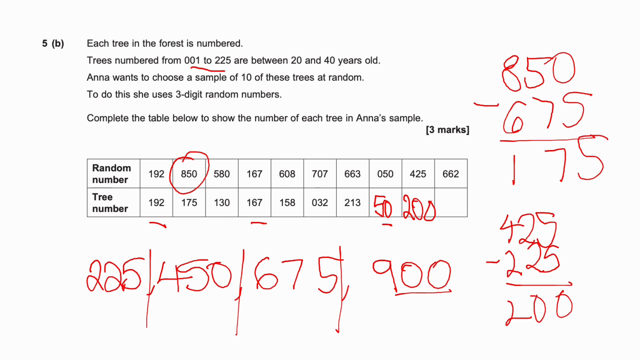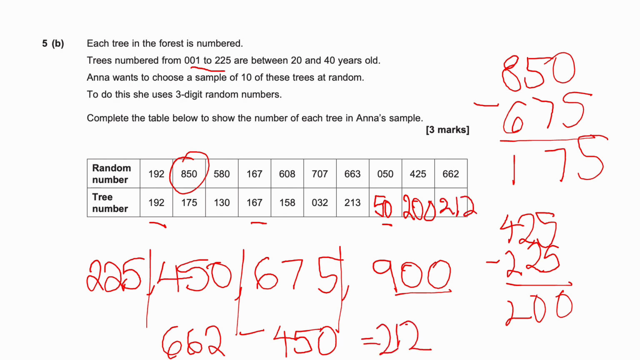662, I think if we took off 1 lot of 225, that still wouldn't be enough. So we'll take off 2 lots of 225, which is 450. So 662, take away 450, will give us 212. So the tree number here is going to be 212. So basically, you are the random number generator. Every time it hits 225, you restart your tree numbers again.